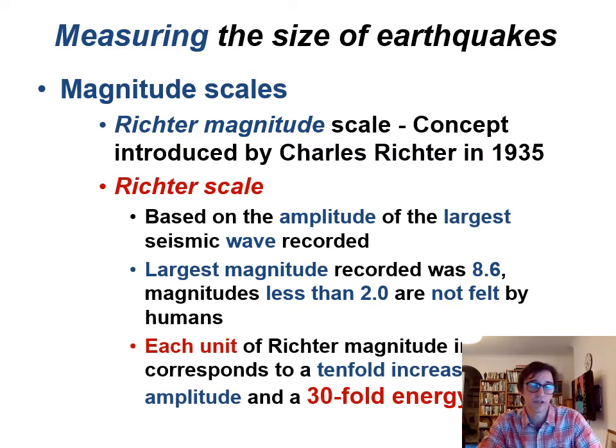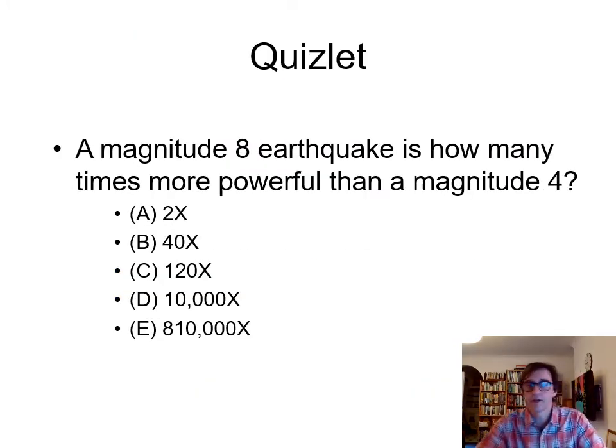Each unit of Richter magnitude increase corresponds to a 10-fold increase in wave amplitude, a sort of logarithmic scale. But also, and maybe more importantly, it is a 30-fold energy increase. It's actually 32, but that's a 30-fold energy increase. So every unit you go, say from a magnitude 6 to a magnitude 7, a magnitude 7 is 30 times more energy released than a magnitude 6. With that in mind, I'll give you a little quiz to think about, and then I'll tell you the answer.